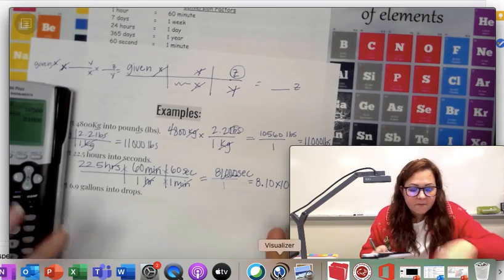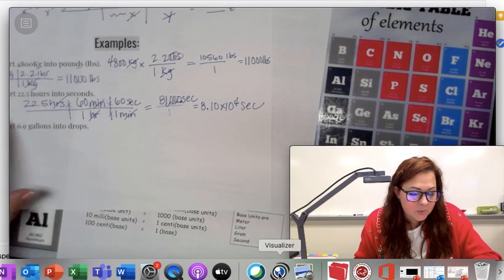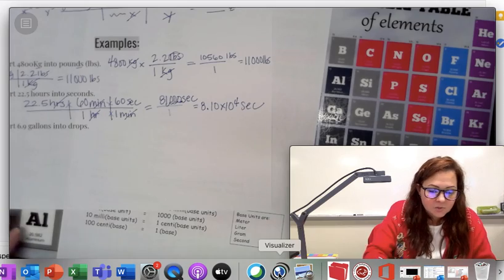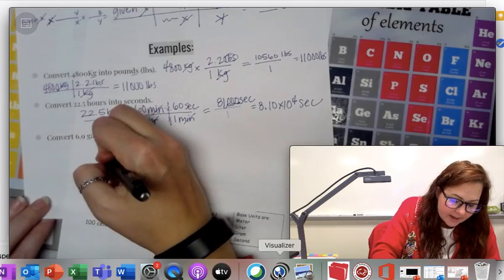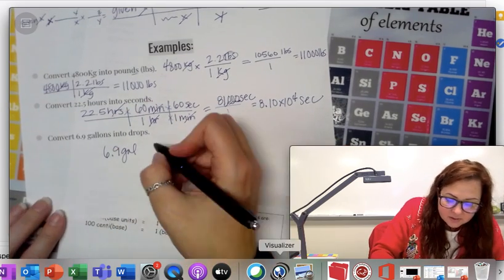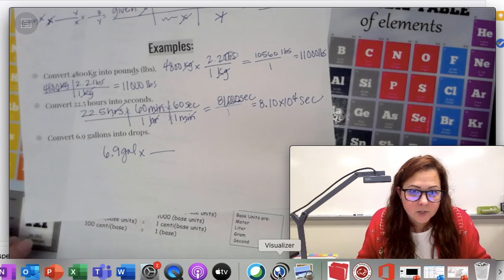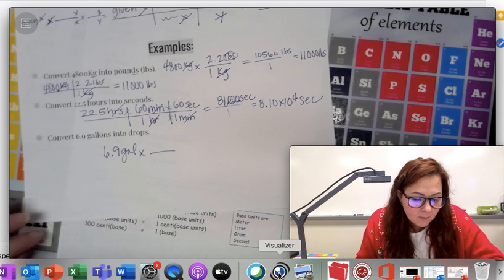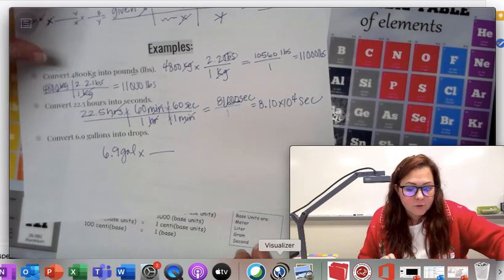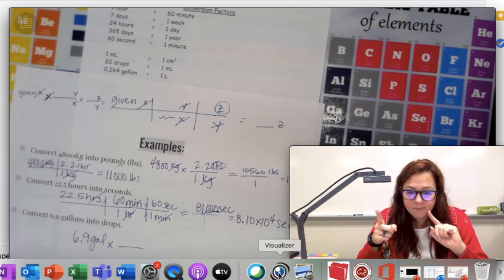So in terms of this problem, to go from hours to seconds, we had to use 2 different conversion factors. Now the last one, we have 6.9 gallons, and we want to turn that into drops. And I'll show you with the times and the line method. Again, you can pick one and stick with it. It doesn't matter to me which method you go with. But we have 6.9 gallons. We need to go to drops. So I'm going to have to look at my conversion factors to see, do I have a direct pathway to go from gallons to drops?